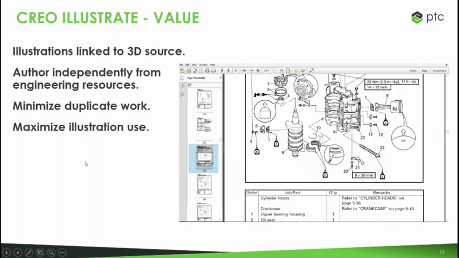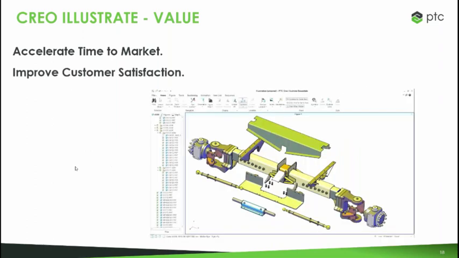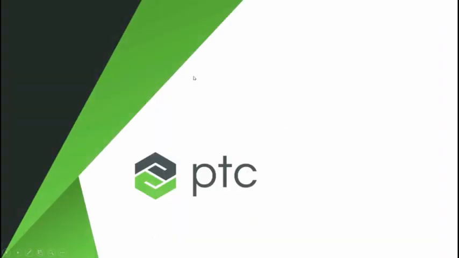You can also maximize your illustration use when you're able to save it off for people to look at in Creo View or PNGs or PDFs instead. You can also accelerate your time to market because you're not waiting on those service manuals in order to ship the product. You can have your illustrators working on all of those graphics while the engineers are still doing design changes and then push those design changes through. You can also improve your customer satisfaction because you're going to have high quality manuals with correct and rich 3D or 2D graphical information. With that, thank you so much for listening to my Creo Illustrate presentation today.